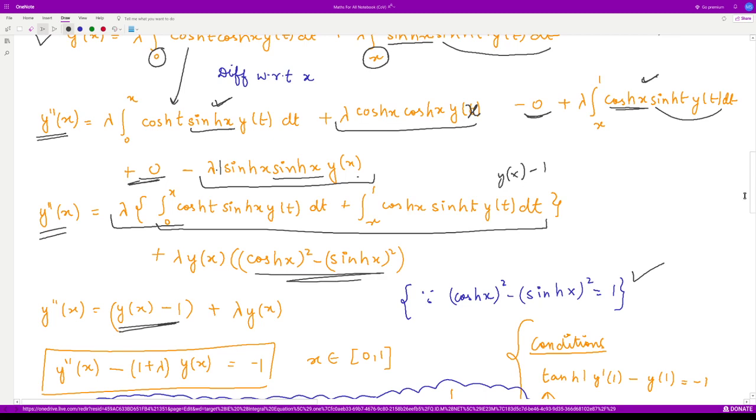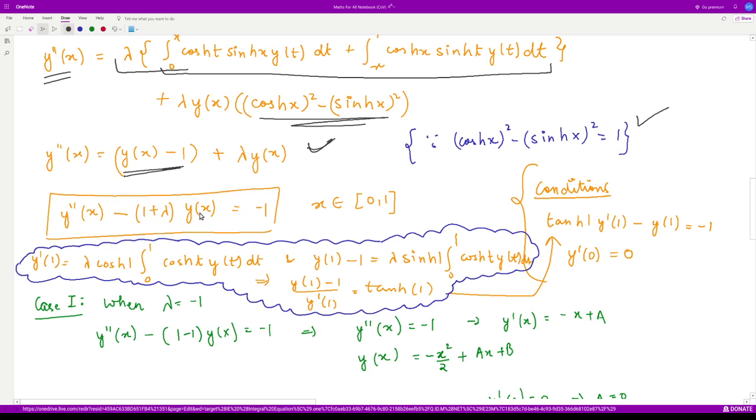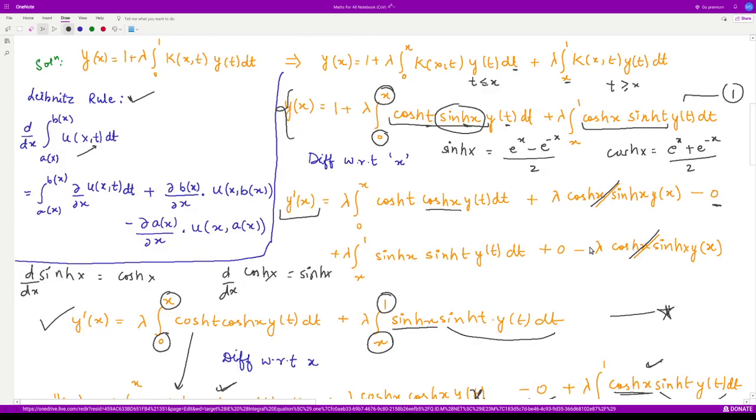So overall our differential equation becomes y double dash x minus 1 plus lambda into y of x is equal to minus 1. This is a second order non-homogeneous equation because the right hand side is not equal to 0 and the given interval is from 0 to 1. So what we have to do in order to solve this equation, we have to determine two boundary conditions involving two coefficients, right? So firstly we will see what is the value at 0. So we just go back and look at y of x and y dash x. So from there, let us see what do we get.